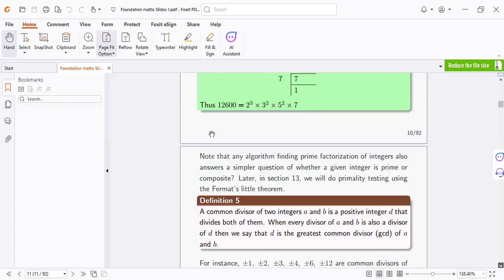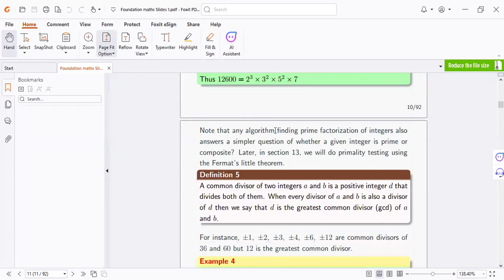So I've noted that one here, and I've said that any algorithm finding prime number factorization of integers will also be answering a simple question of whether a given integer is prime or composite.